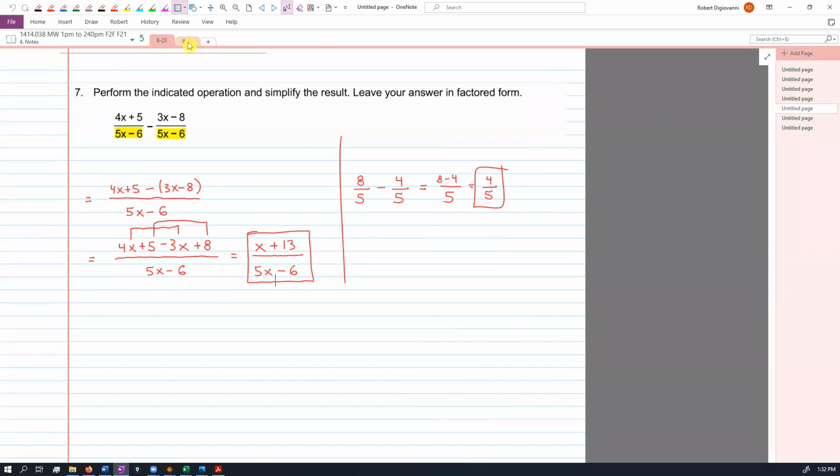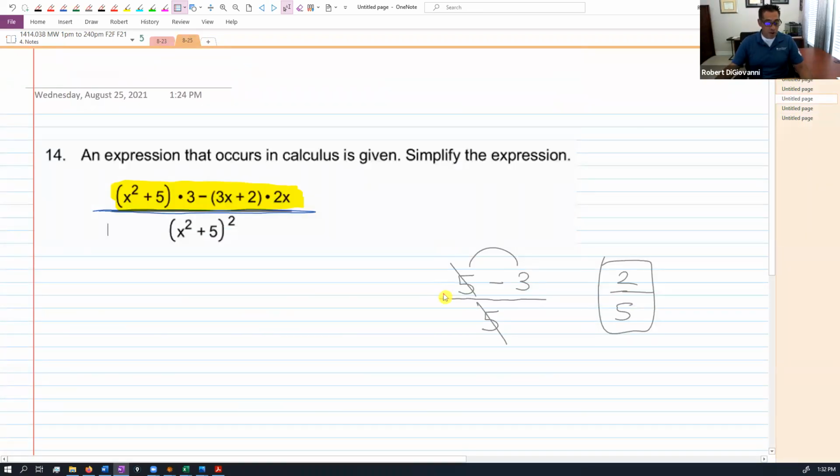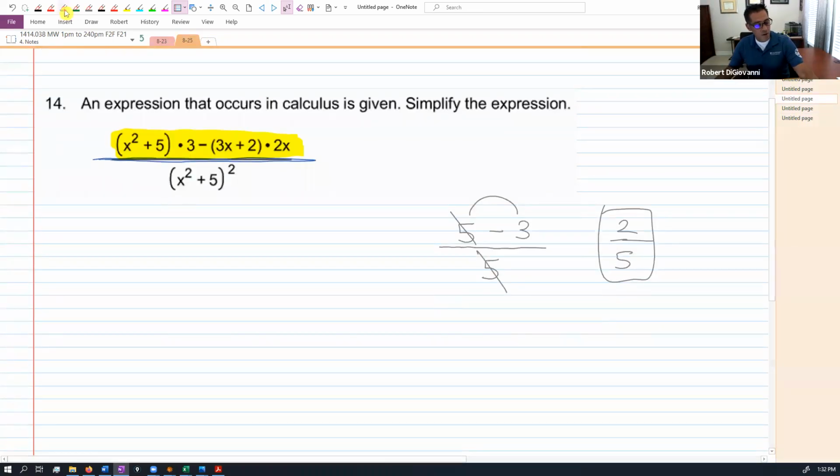So we do have a very distinct order of operations on how we do things. We are going to do these multiplications first. That means I need to multiply these two together, multiply those two together. After that, then I can subtract. Multiplication of this 3 means distribution. Multiplication of the 2x means distribution here.